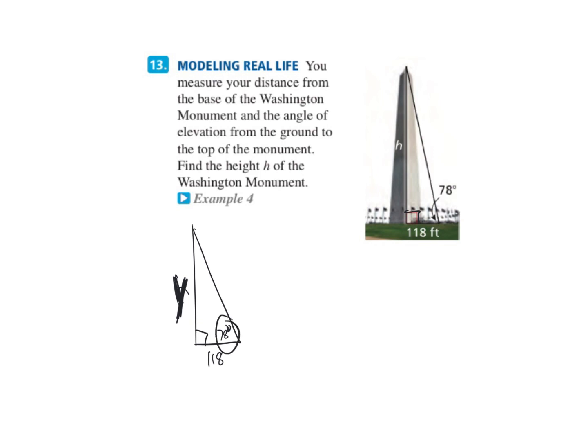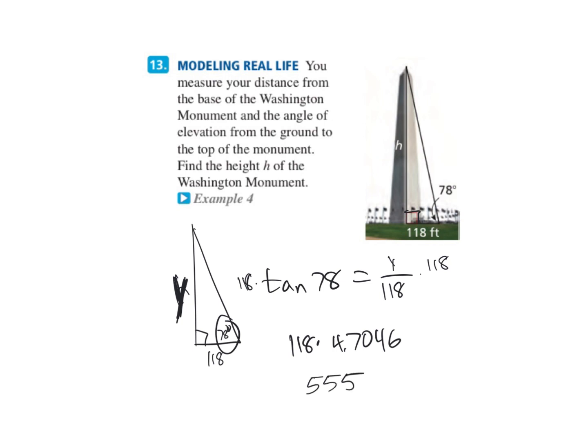So here's the angle we're starting at. The tangent of 78 degrees is equal to the opposite leg over the adjacent leg. So we multiply by 118 times the tangent of 78. I get the tangent of 78 is 4.7046. So 118 times 4.7046, and what do we get? That is 555.1 feet tall. That's pretty high for a monument.